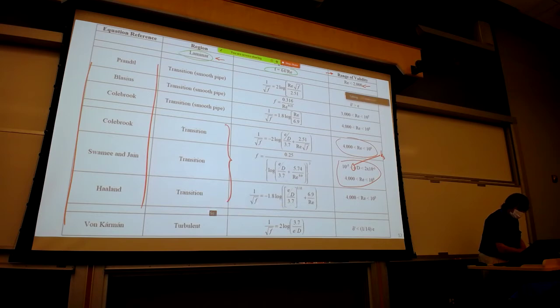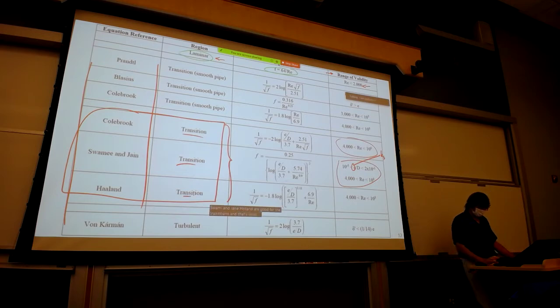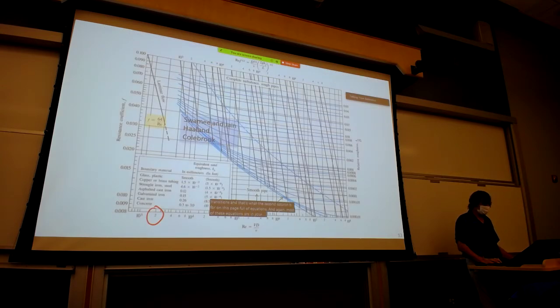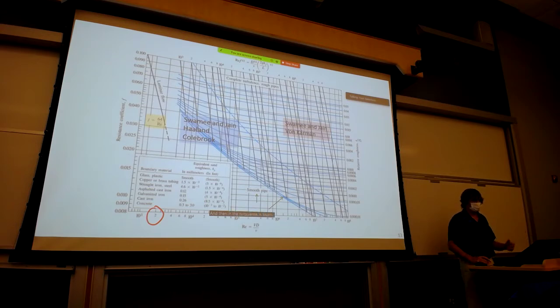So Colebrook, Swamee and Jain, Haaland are good for the transition zone. That's what the second column is for on this page, full of equations. And again, most of these equations are in the textbook. And then in the turbulent zone, Swamee and Jain, von Karman. Again, you'll see those equations on the previous page.